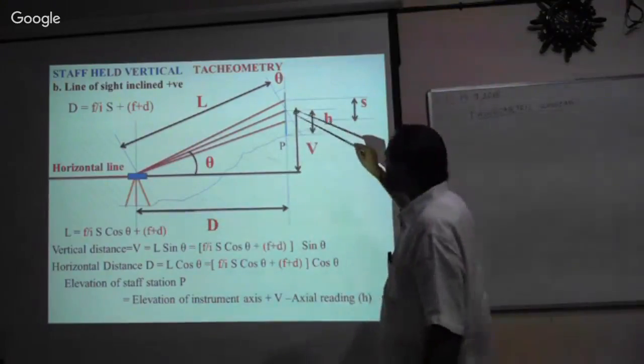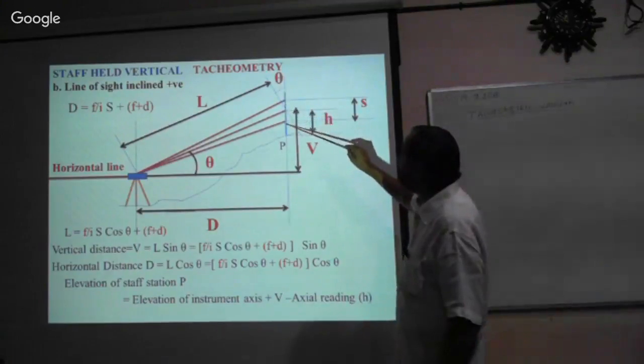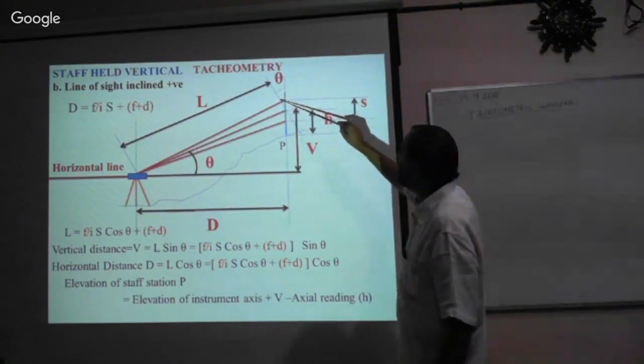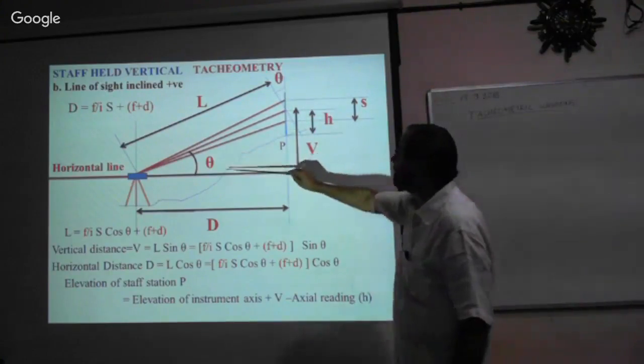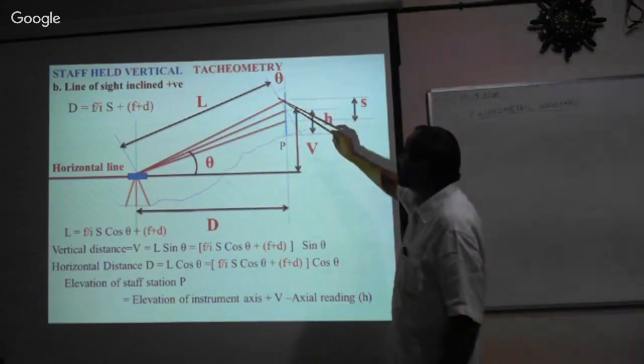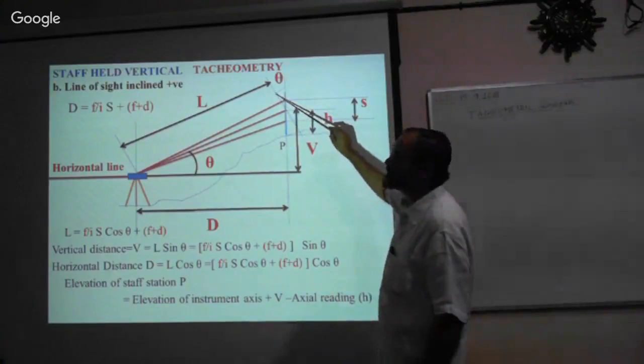If you handle this triangle, this is alpha and this is theta. This is equal to this theta, therefore this is also theta, because this line is perpendicular to the line of sight.